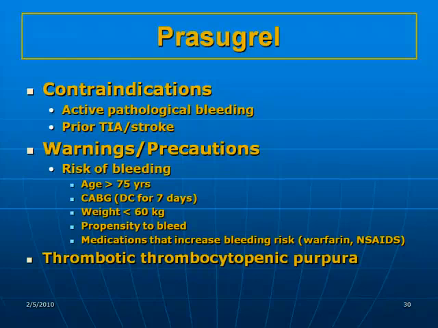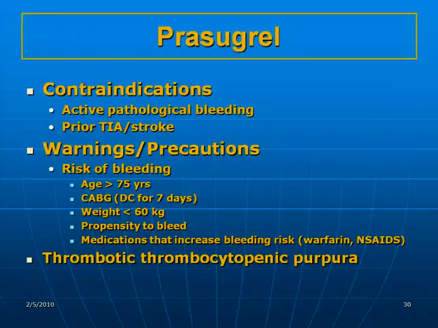Warnings and precautions, all of these are related to increased risk of bleeding. Age greater than 75 years. If they have to have CABG, you have to stop prasugrel for 7 days. If they weigh less than 60 kilos, they can only take 5 milligrams. If they have a propensity to bleed, liver disease, etc., they have an increased risk of bleeding. And then long-term drugs like warfarin and non-steroidals also are going to increase the risk of bleeding with prasugrel.